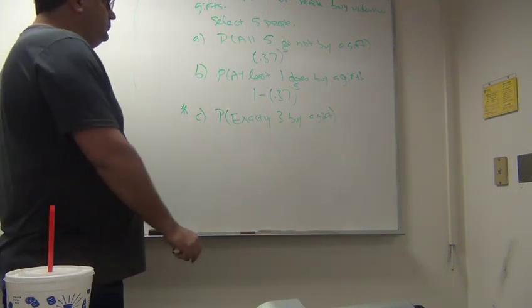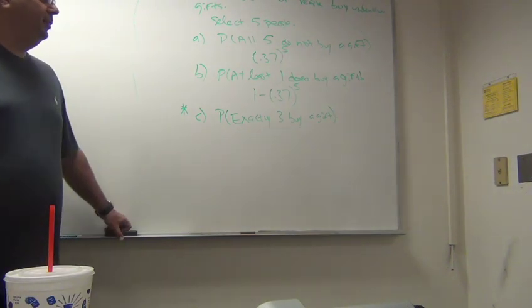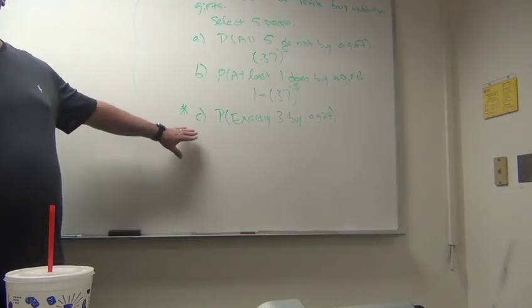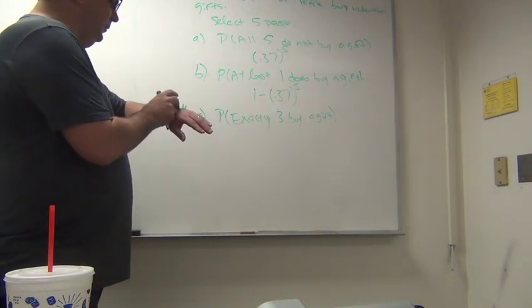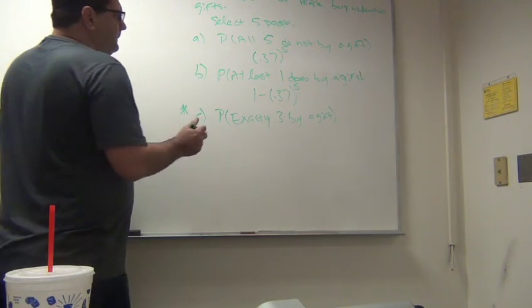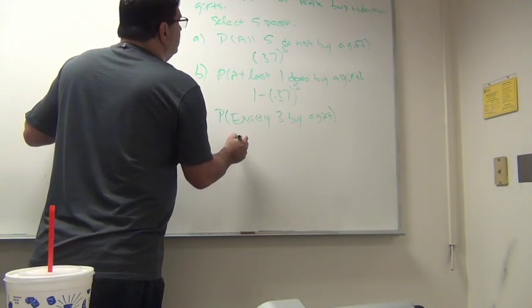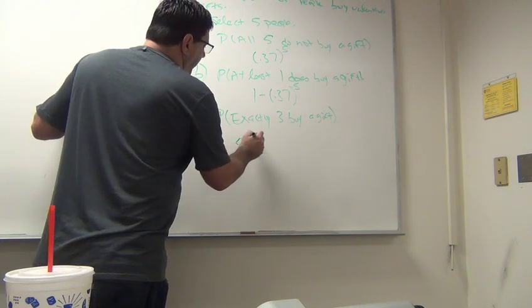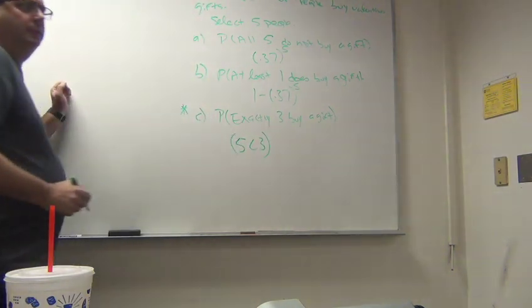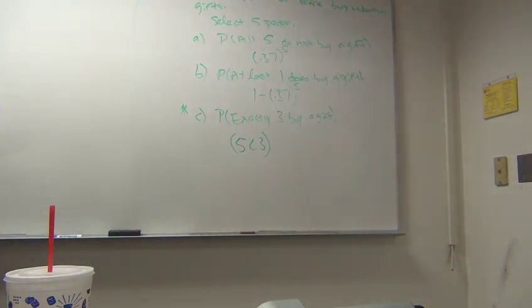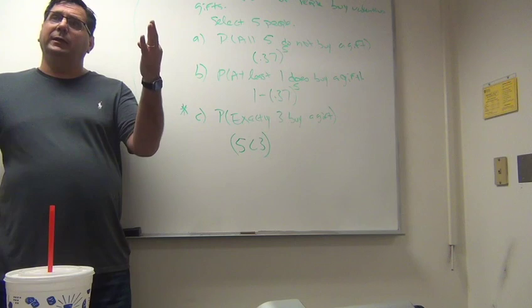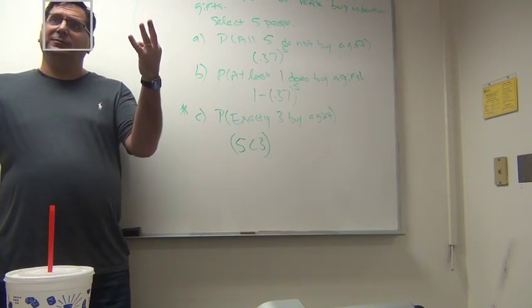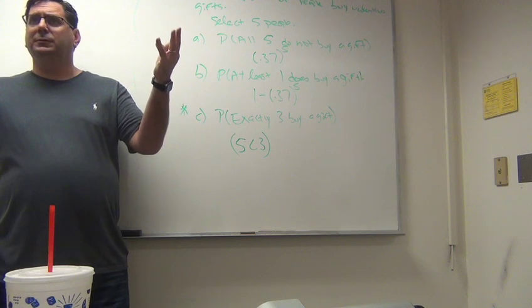Now, what's the probability that exactly 3 buy a gift? This is what you haven't seen yet. Terry, you haven't seen this yet. The probability that exactly 3 buy a gift is 5 choose 3. You don't know it, I'm just telling you. It's 5 choose 3 because we don't know which 3 of the 5 will buy it, but we know that 3 do buy it and 2 do not. Does that make sense? 3 buy, 2 don't.